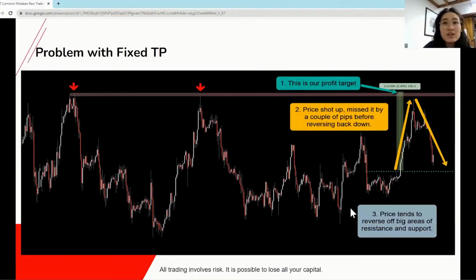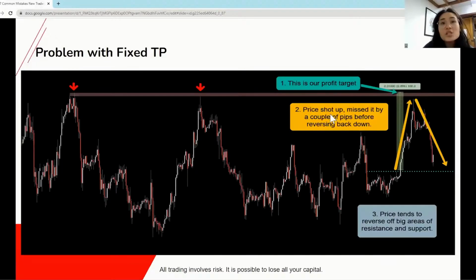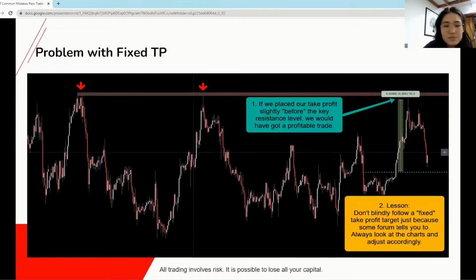So this is how it played out in the end. Let me show you. This is the before and this is the after. So this is our profit target, and price shot up but missed it by a couple of pips before reversing back down. And the reason for this is because price tends to reverse off of big areas of resistance and support. So in an alternative scenario, if we had placed our take profit before the key resistance level, we would have got a profitable trade. So it's important to look at the charts and then adjust your take profit or stop loss accordingly.